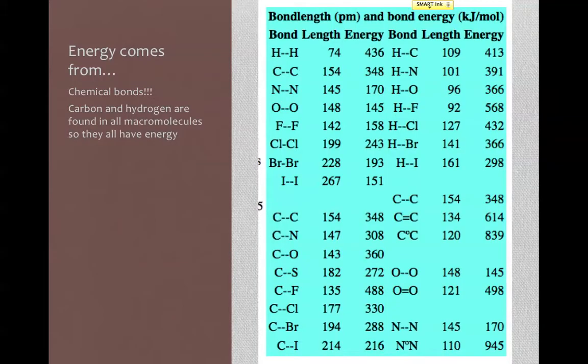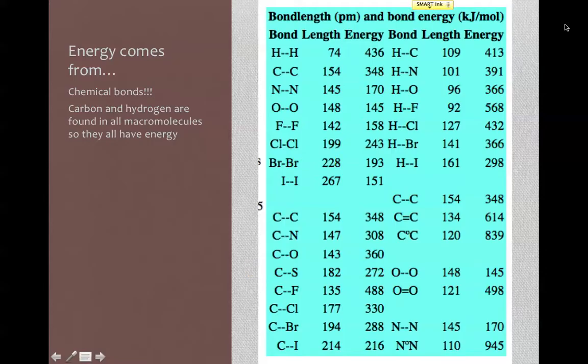Okay, so energy. Energy comes from chemical bonds. And remember how I just talked about carbon and hydrogen? They are found in all the macromolecules. They're included in those amino acids, the ring structures, the long chains. So all macromolecules have energy.